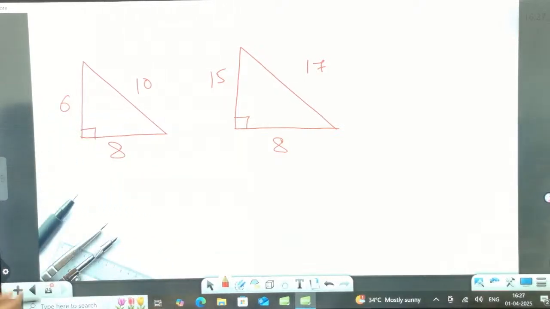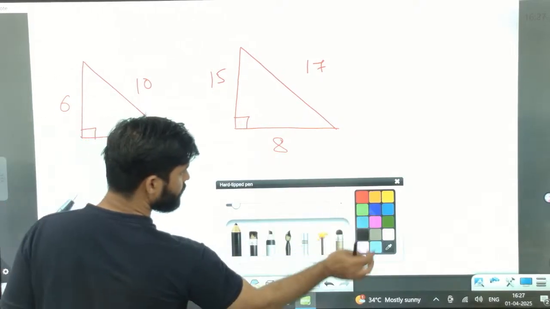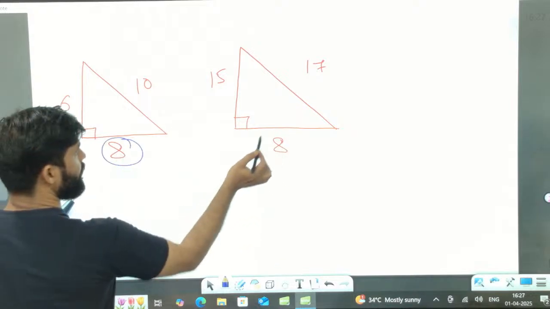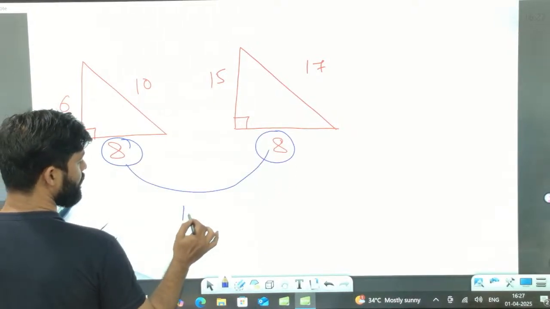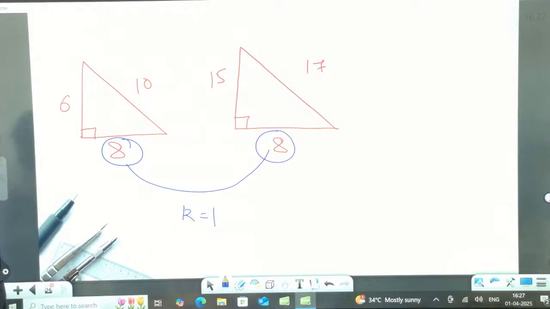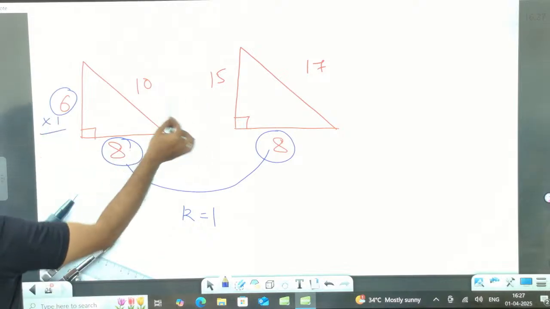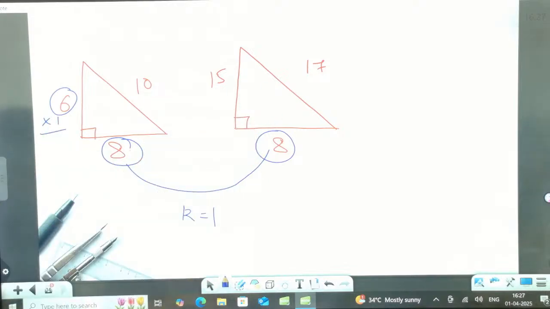Now we have to check the k factor. Here we know that this is 8 and this is 8. So according to this, the k factor is 1 here. So if I multiply this 6 by 1, it will be 6. But there is no side such as 6 there. And both the triangles are right angle triangles.